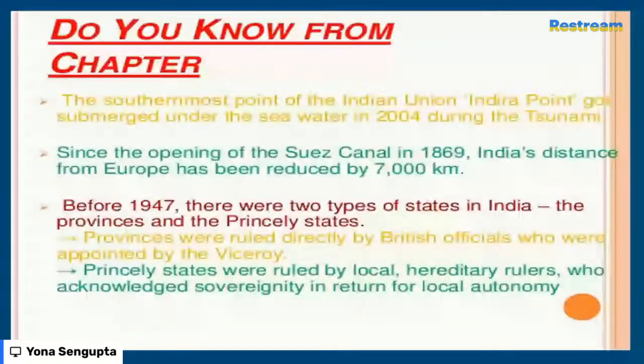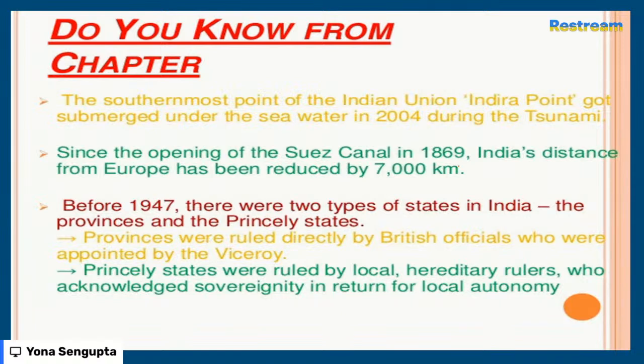Now, some things to know from the chapter. First, the southernmost point of the Indian Union, Indira Point, got submerged under the seawater in 2004 during the tsunami. This is nothing to do with questions; you just read it thoroughly. It may come in your test very rarely. Okay, so you just read it.